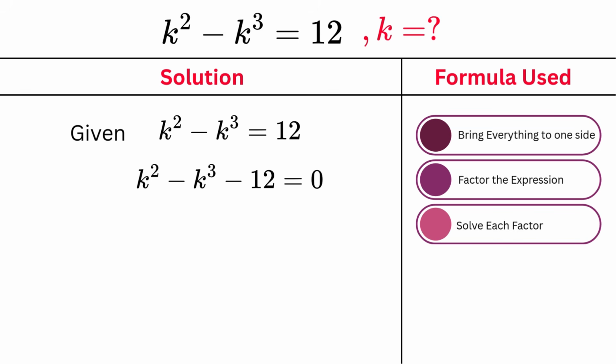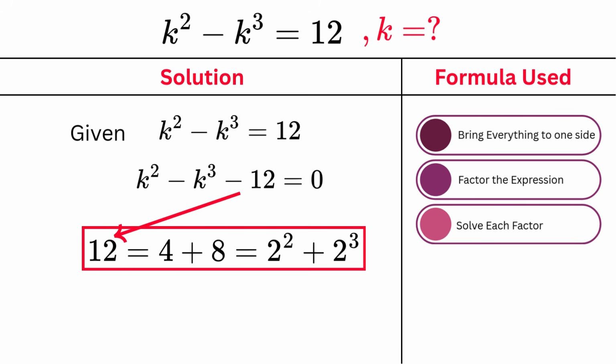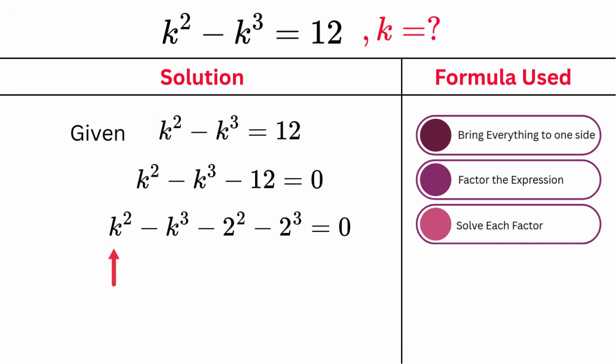Now we rewrite 12 as 4 plus 8, because 4 is equal to 2 squared, and 8 is equal to 2 raised to the power 3. So the equation becomes k squared minus k raised to the power 3 minus 2 squared minus 2 raised to the power 3 equals 0.